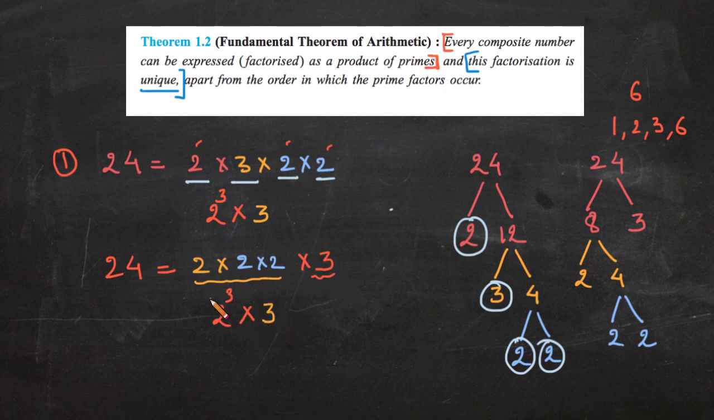So irrespective of the way you prime factorize any number, the final prime factorization remains the same. And one more thing: apart from the order in which prime factors occur. Prime factors can occur in any possible order, like we can see here. Here first we have 2, then 3, followed by 2 2s. Here we have three 2s followed by 3. So irrespective of what order they occur in, the final prime factorized form, the number of prime factors and unique prime factors, would always be the same.